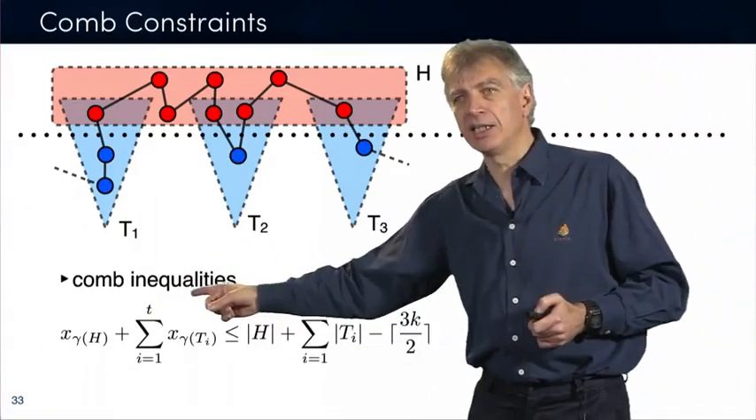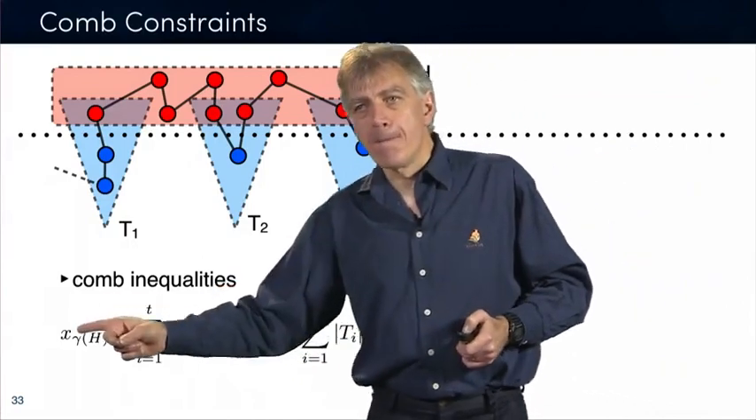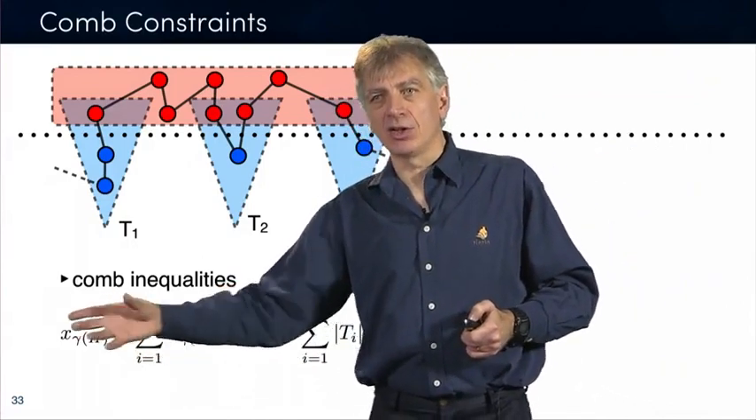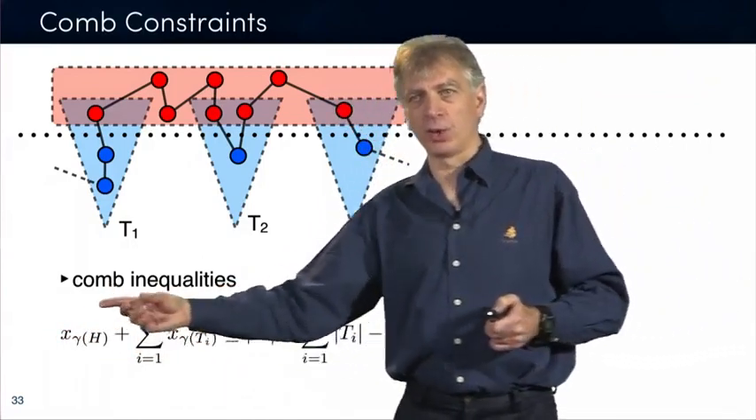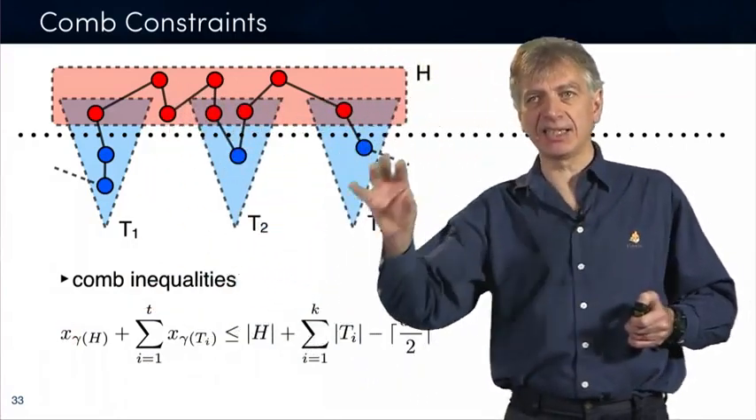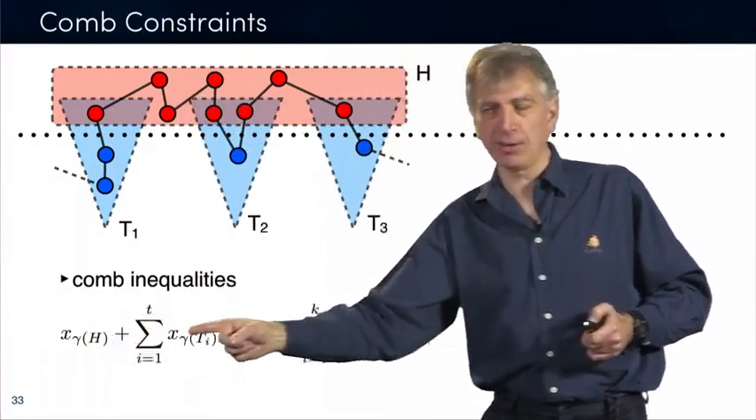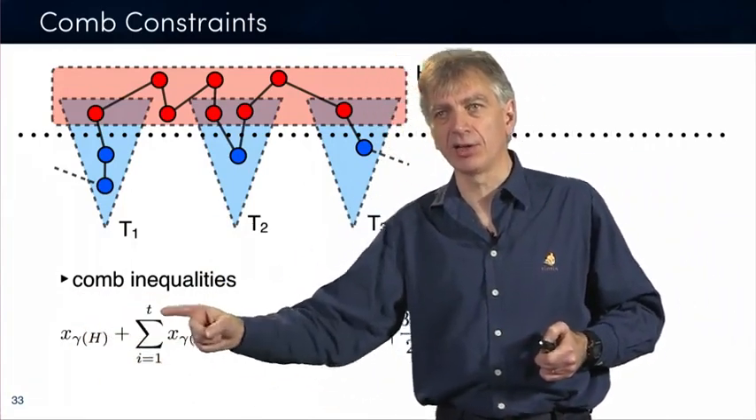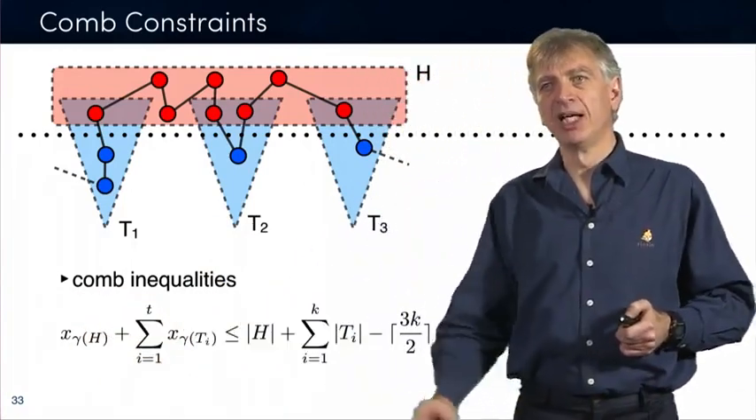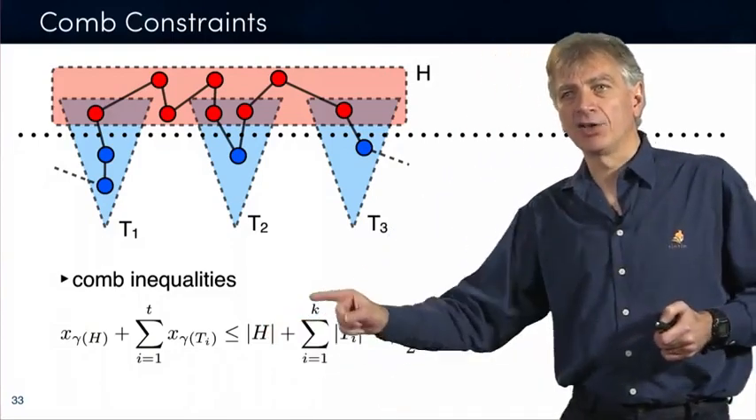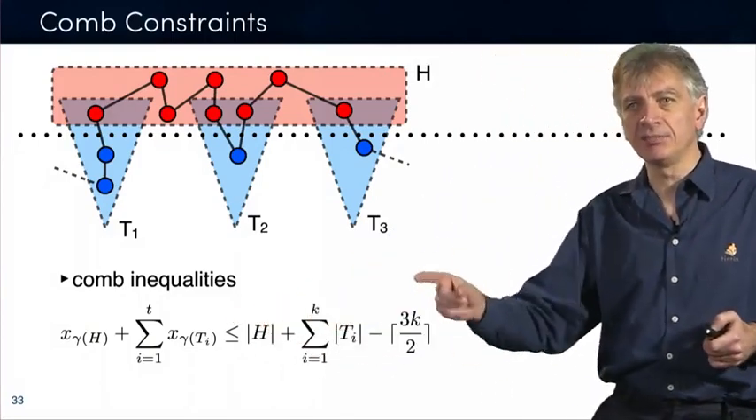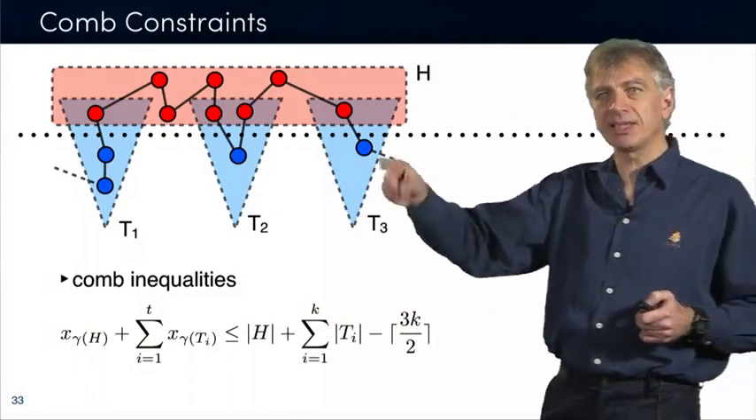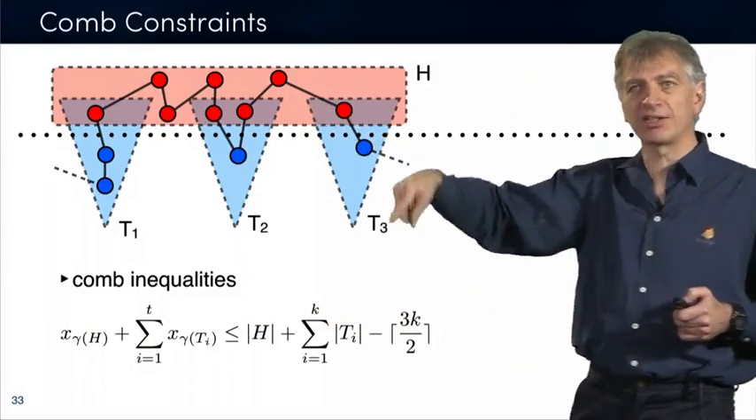It's basically limiting the variables, which are the edges inside the handle and inside the teeth. That's what you see here on the right-hand side. So this is the number of edges inside the handle, the number of edges inside the teeth, and that's basically bounded by the size of the handle, the size of the teeth, minus these things, which are basically expressing the fact that you have to connect the handle and the teeth.